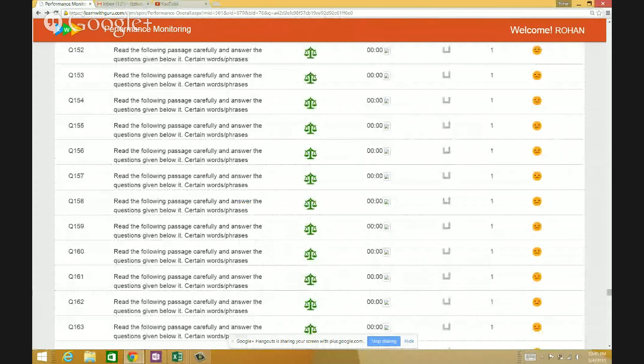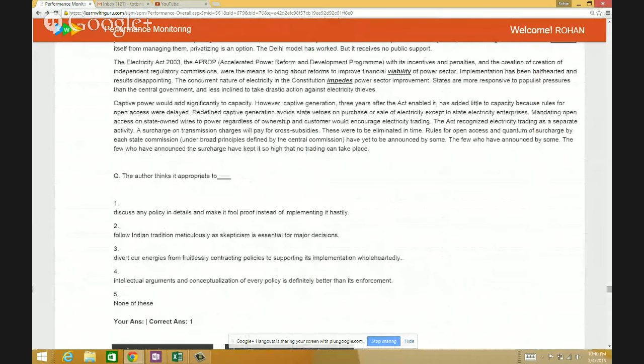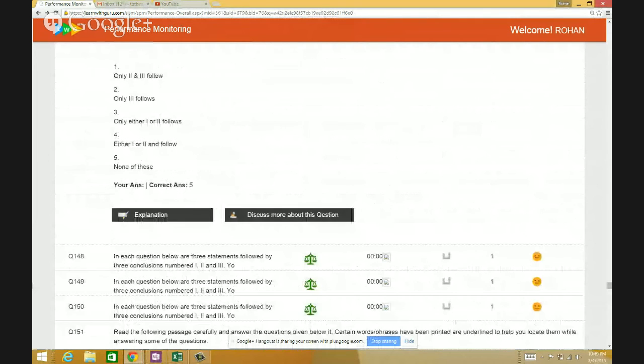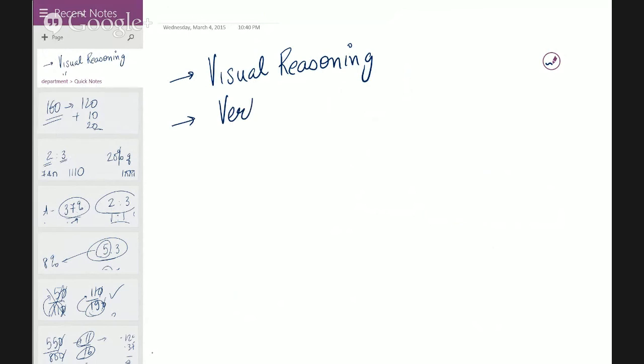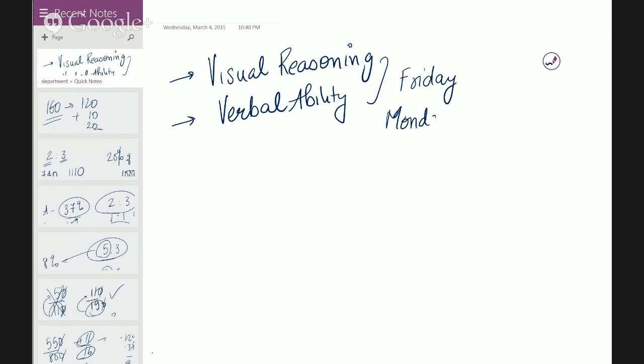So what we'll do right now is we'll just finish this off. There are two things I want to discuss. Now I'll tell you the agenda. One is visual reasoning. I want to take a special lecture for it, an entire session of 1.5 to 2 hours. And one is verbal ability. Either one of them will be done this week on Thursday or Friday, or tomorrow, and the other would be done on the first day of the next week, Monday.